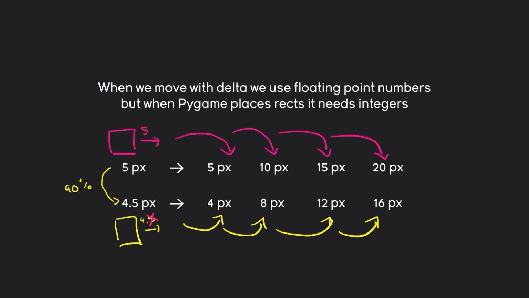So even though it's supposed to be at 90% of the speed of this initial rectangle, it is actually moving much slower. And even worse, if our framerate can fluctuate quite a bit, this number might get lower or higher, which is making our movement very inconsistent.